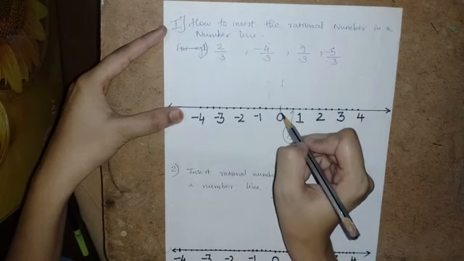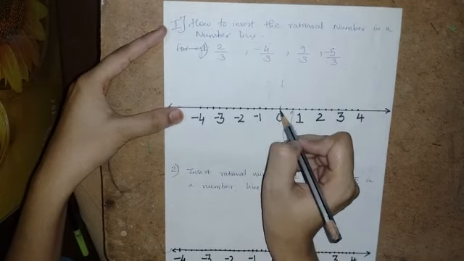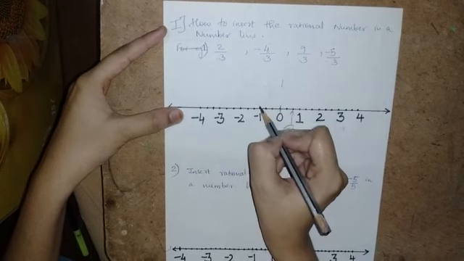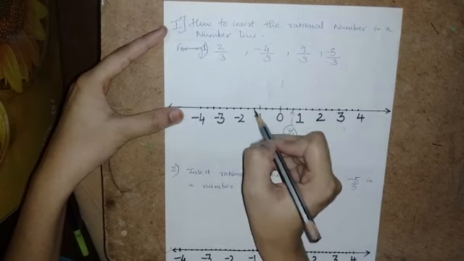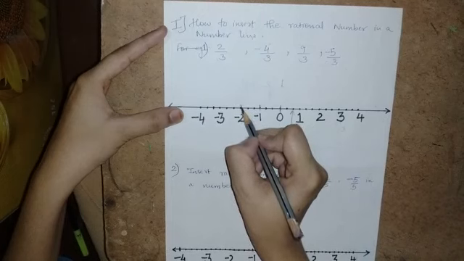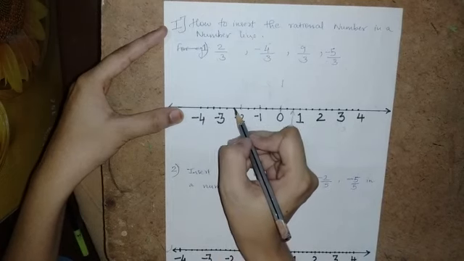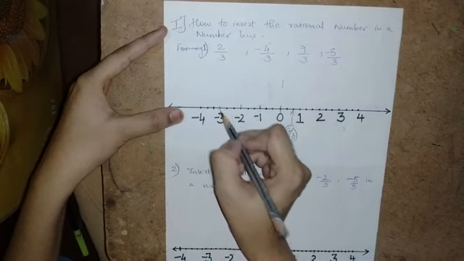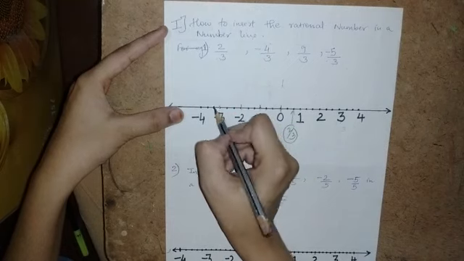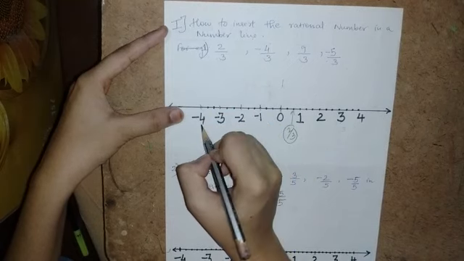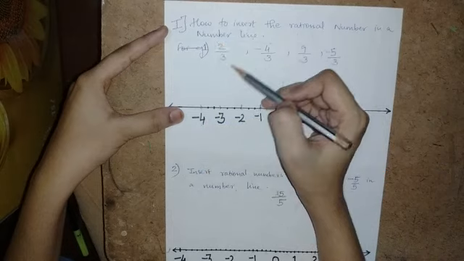Main 0 is the center. Okay, so from 0 you have to see 1, 2, 3. So this will be minus 1. 1, 2, 3. This will be minus 2. 1, 2, 3, 3 dots. Then minus 3. 1, 2, 3. Minus 4. So now we have to insert 2 by 3.